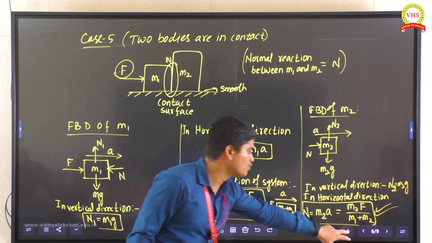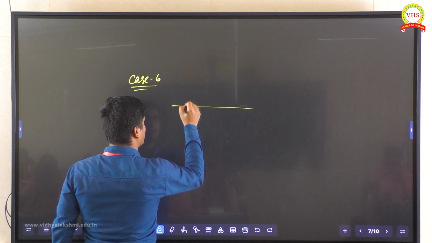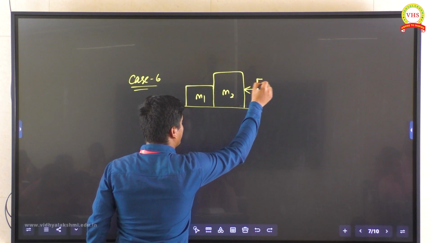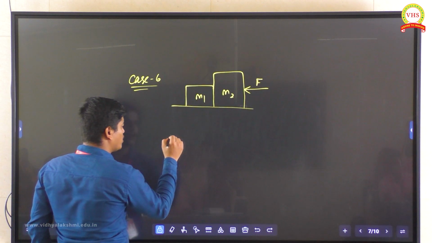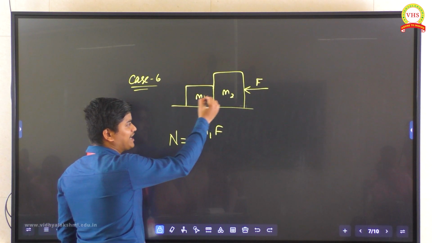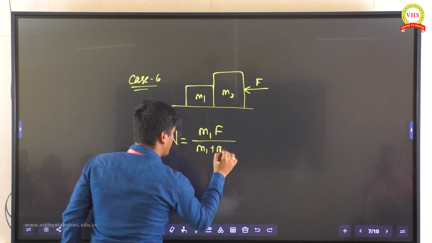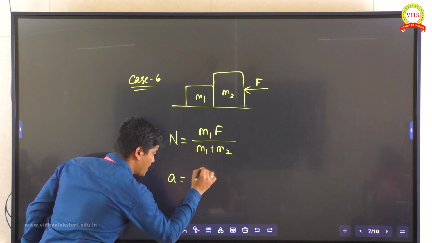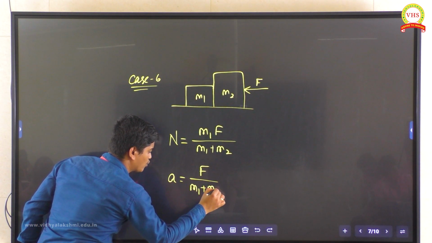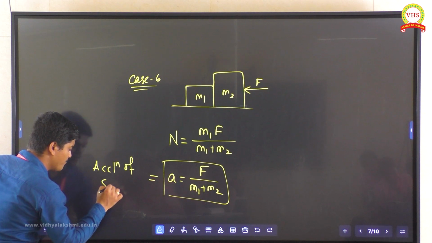if I give you another case, suppose case 6. What is that case? One mass M1 is there, one mass M2 is there, and one force F is acting. Yes or no? Then what is the normal reaction between M1 and M2? M1 is not in direct contact with F, so first you take M1. M1F by M1 plus M2. And what is the acceleration of the system? Total force is F, total mass is M1 plus M2. So this is the acceleration of the system.